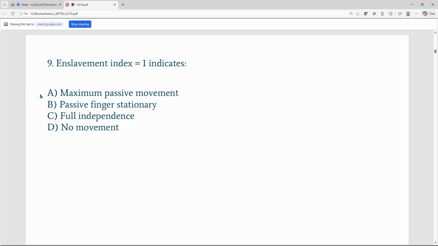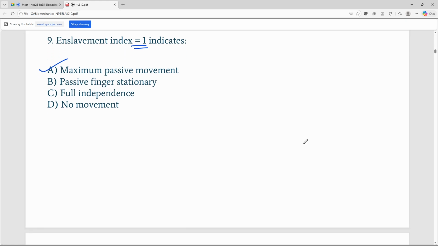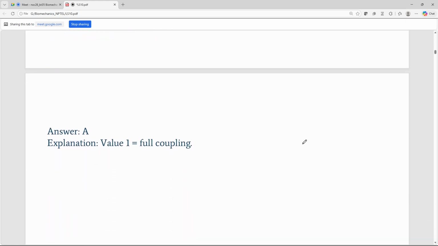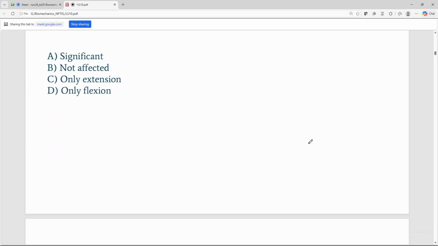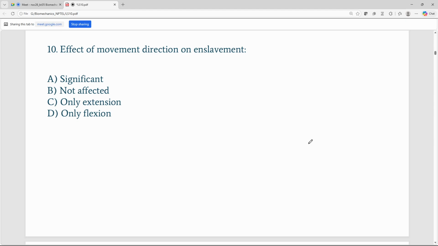The answer is option A. So an enslavement index of 1 means full coupling, or full enslavement. So the passive finger moved maximally with the active finger. That is what an enslavement index of 1 indicates. So here a value of 1 equals full coupling. Next question.